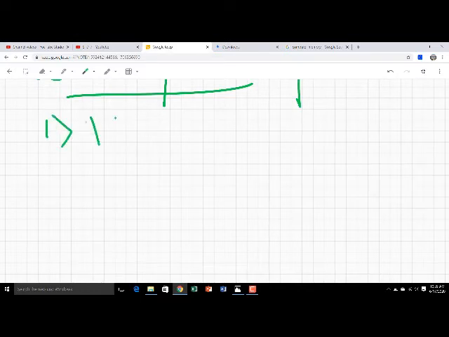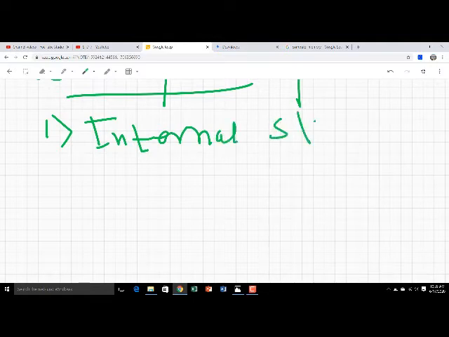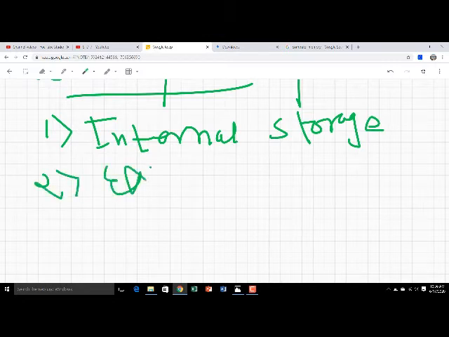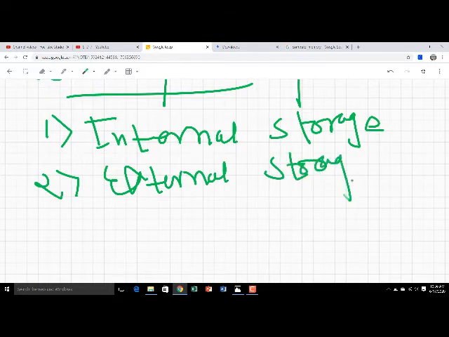Internal storage device of a secondary memory, and external storage device. Internal storage means internally stored. Suppose first we discuss secondary memory. Which kind of secondary memory? Hard disk, CD, DVD, pen drive, all are secondary memory.